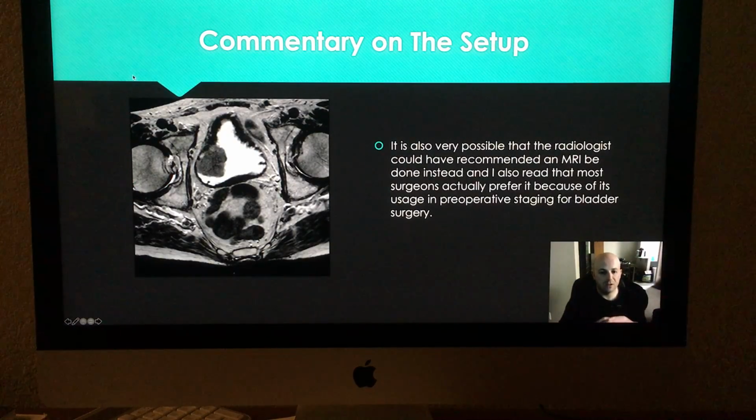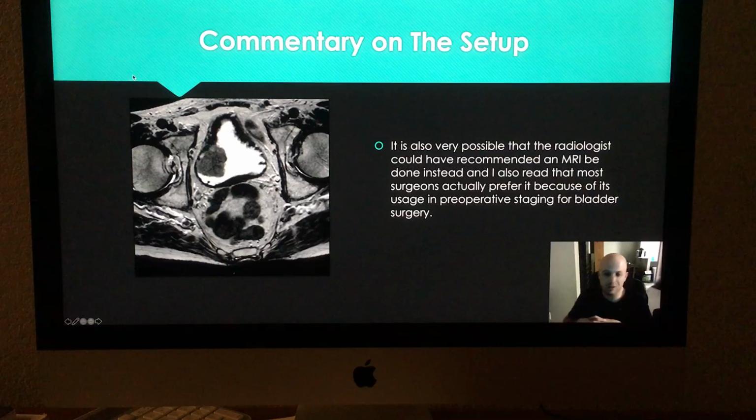Okay. So it is also possible that the radiologist could have recommended an MRI be done instead. I've also read that surgeons mostly prefer this when it comes to imaging of the bladder, especially if you're expecting there to have to go to pre-op for surgery. So I just included an MRI picture, and if you have seen it before, this is kind of a preview as to what Johannes may or may not be suffering from.